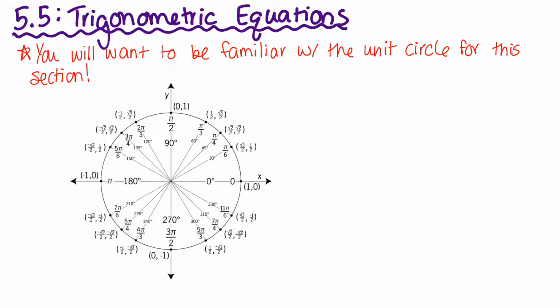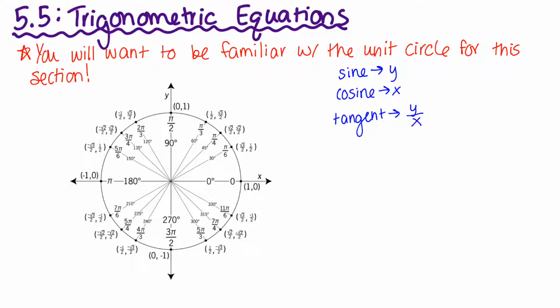So remember a few things. Sine, that's going to be your y value. Cosine, that's your x value. And then tangent was y over x.